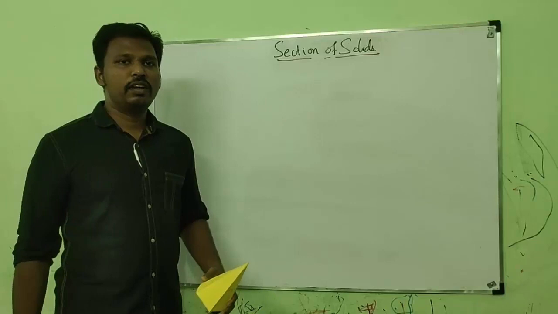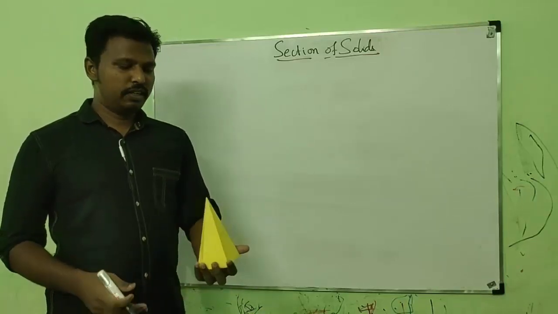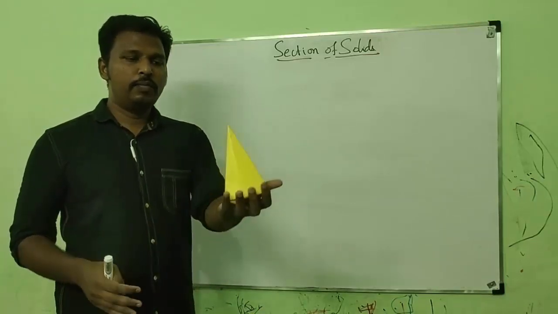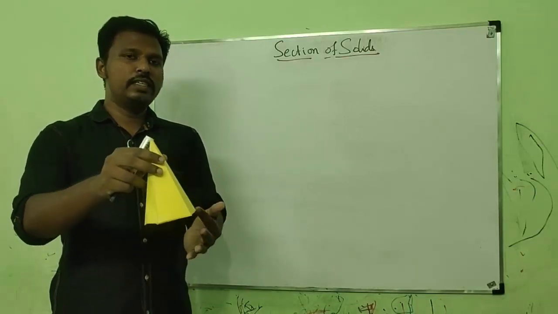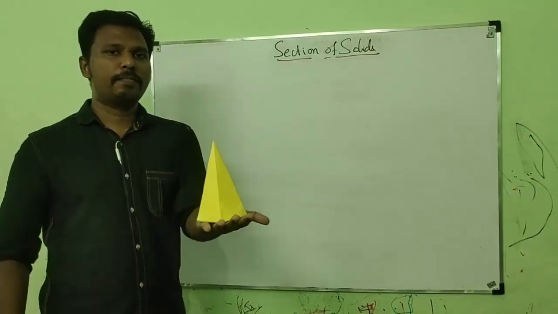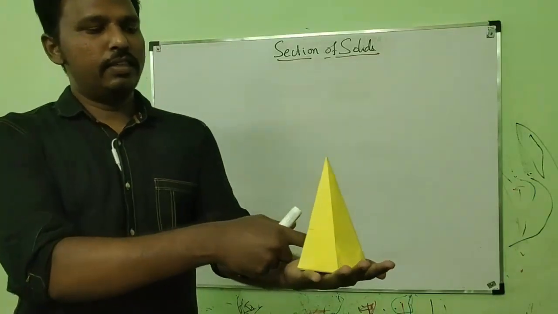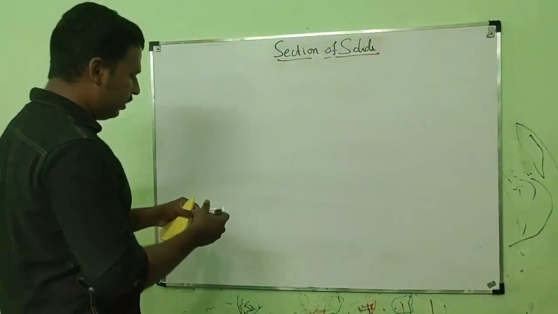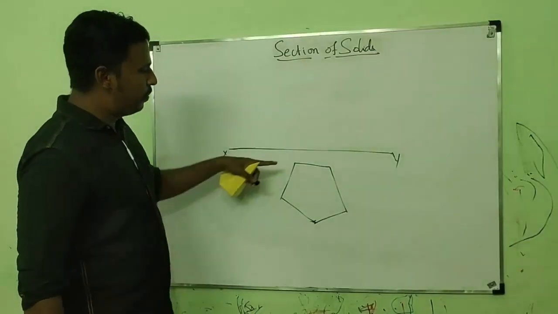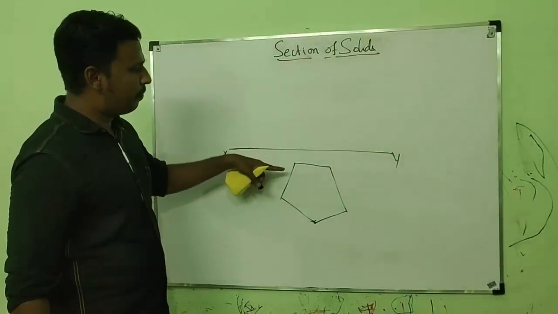Welcome back to section of solids. Let us solve this question. Here a pentagonal pyramid is resting on HP with its base and one of its base edges is parallel to VP. So as one of its base edges is parallel to VP, we have to draw the solid like this. Right, now one of its base edges is parallel to VP.